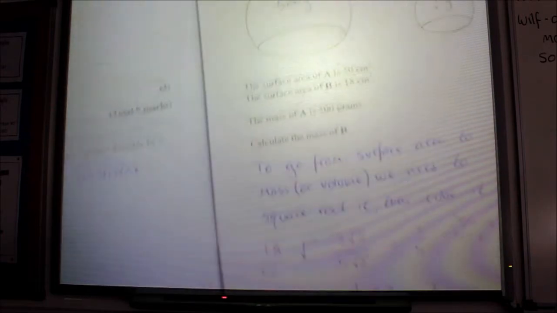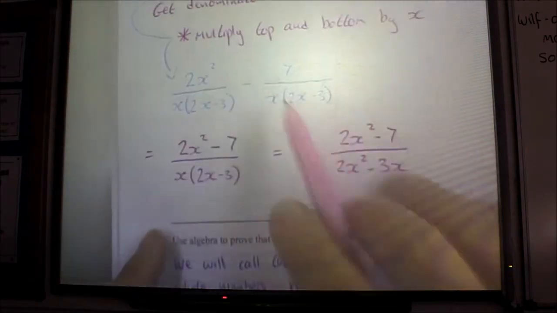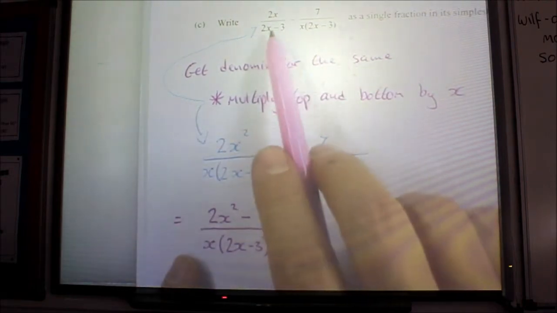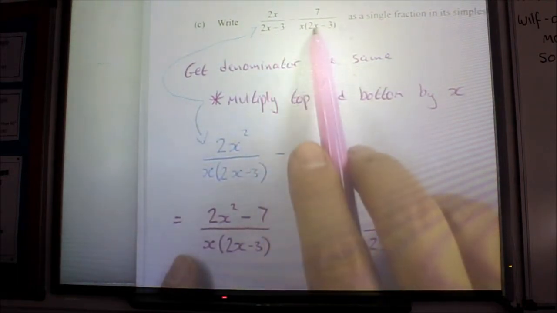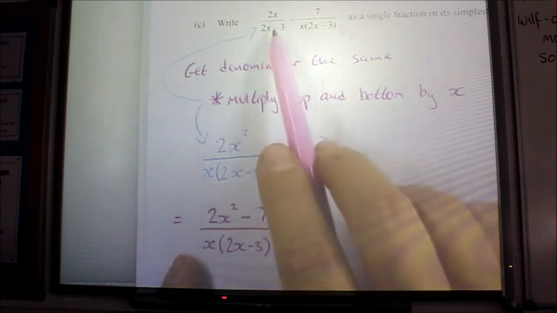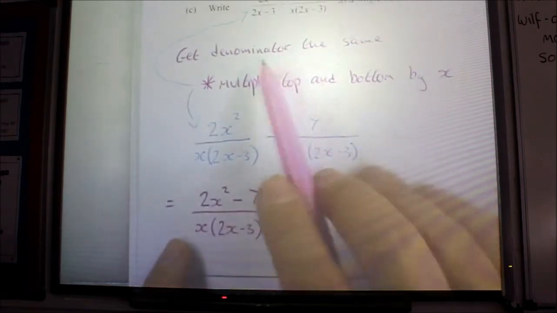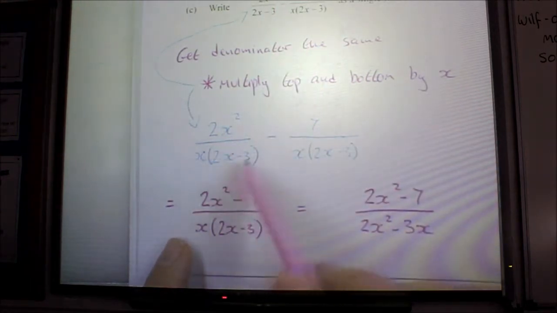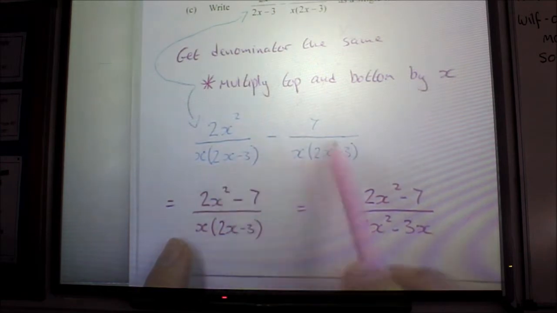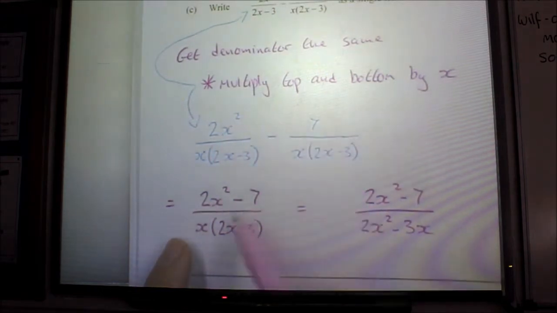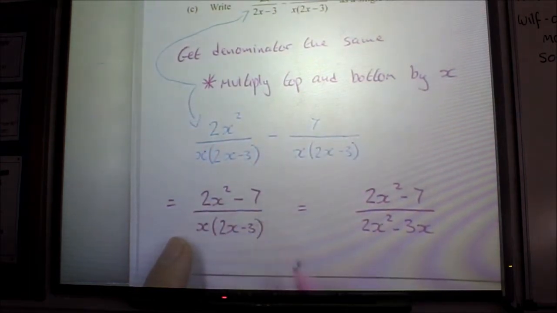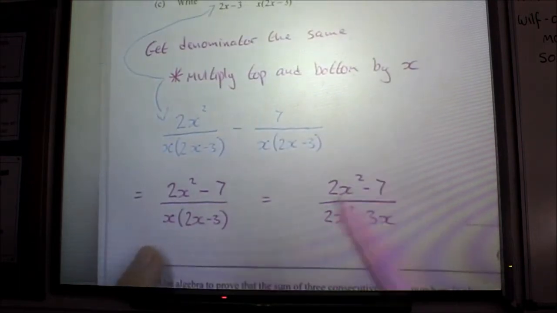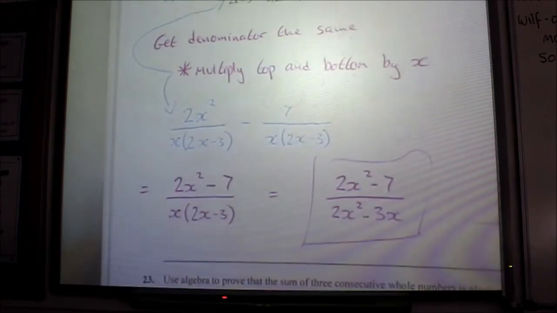Part C, it's a nasty one this, I thought, but what you've got to do is notice that these bottom numbers are almost the same, but you just need to multiply this one by x to get it to be the same as that one. And we can do that as long as you multiply the top by x as well. So what you end up with is 2x squared, because you times it by x, over x brackets 2x take 3 and so on. Now the bottom numbers are the same, you can just do 2x squared take away 7, and you put it over that. And over here I've multiplied out the bottom bracket as well, just to make it a bit clearer. So that there is your final answer.